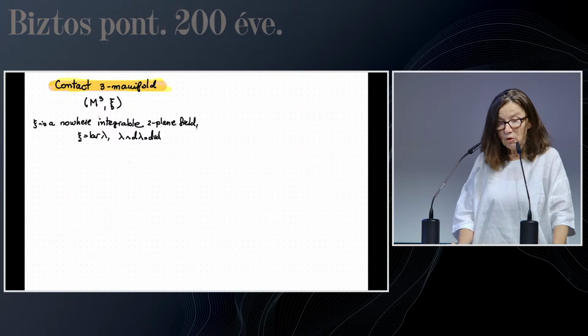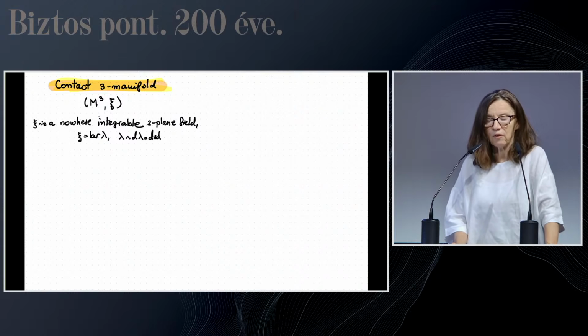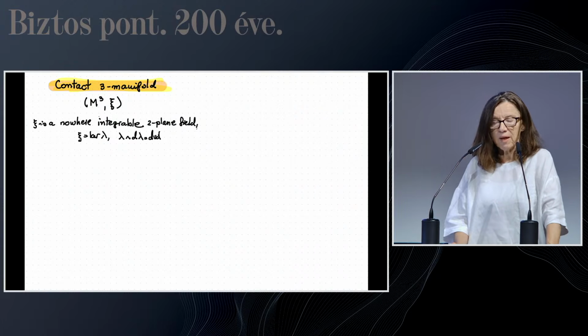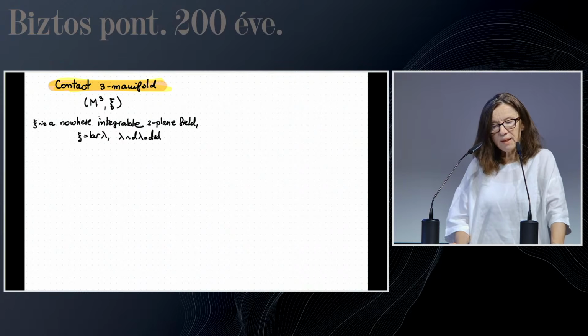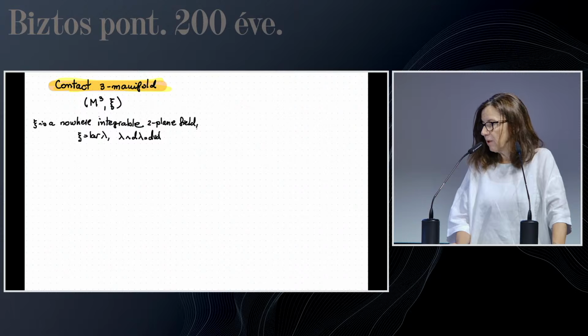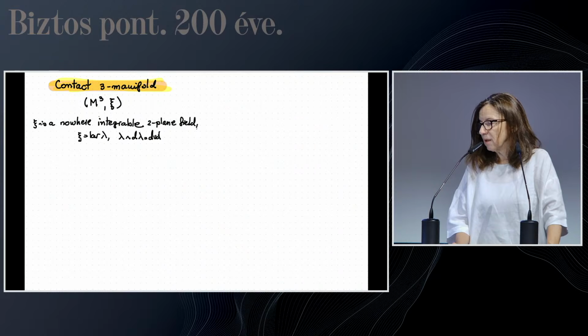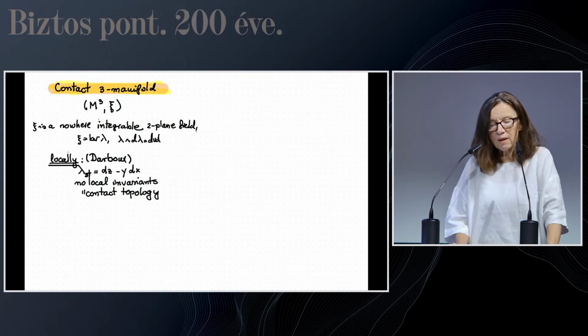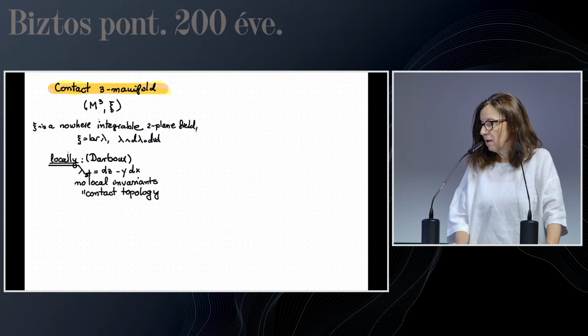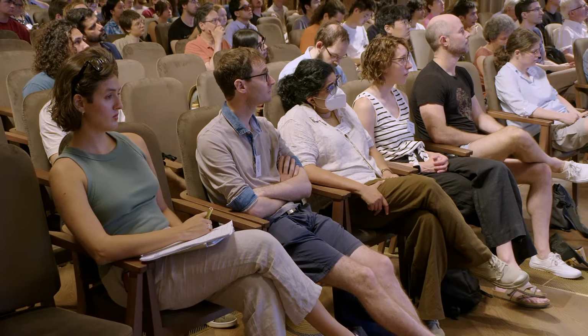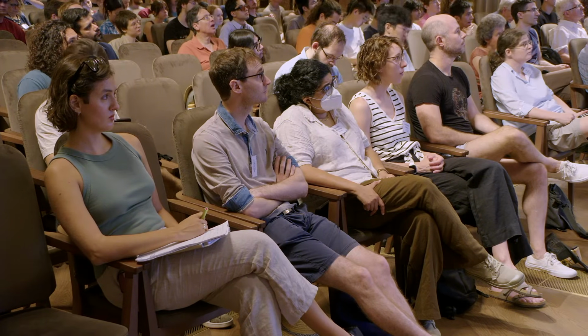So we're going to connect this with contact 3-manifolds, and so a contact 3-manifold is a manifold equipped with a nowhere integrable 2-plane field xi, which can always be represented by the kernel of a 1-form lambda, and this 1-form has the property that lambda wedge d lambda is a volume form. So this is sort of an odd-dimensional version of a symplectic condition. So again, locally, all contact forms are the same, all contact manifolds are the same. So we talk about contact topology.